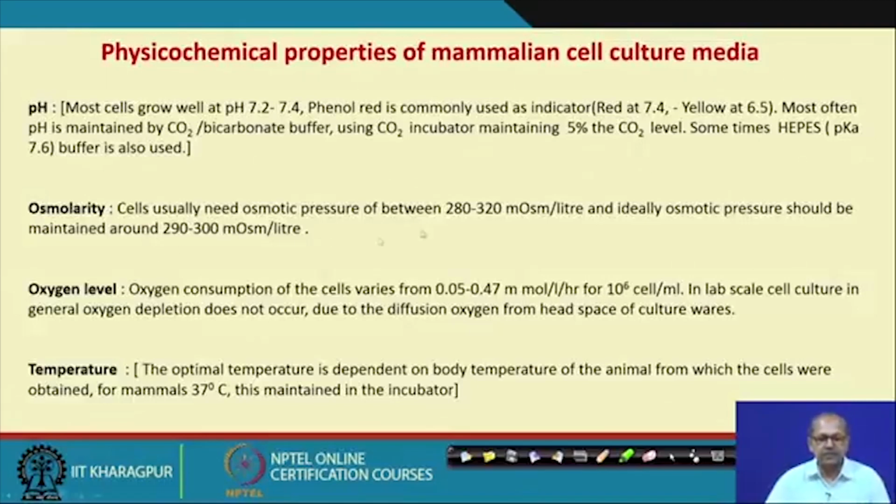Osmolarity is generally maintained between 280 and 380 milliosmol per liter, and oxygen level is very important, because oxygen consumption rate depends upon the cell. It varies between 0.05 and 0.47 millimole per liter per hour for 10 to the power 6 cells per ml. But for stem cell culture, the oxygen requirement is a little bit less, so you may have to maintain a lower oxygen concentration. Temperature you have to maintain at 37 degree centigrade. All these things, at least pH, osmolarity, oxygen levels, temperature and humidity, are maintained using a carbon dioxide incubator.